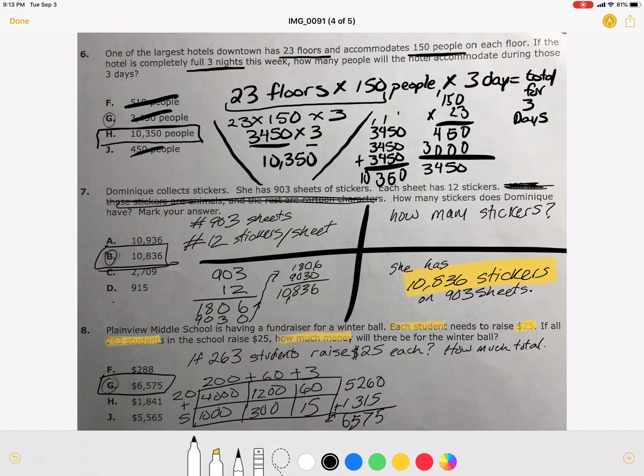And then we put a dollar sign on it and total. Just so that we know what we answered is logical. So when we ask ourselves again, if 263 students raise $25 each, they will earn $6,575 total. Easy enough.